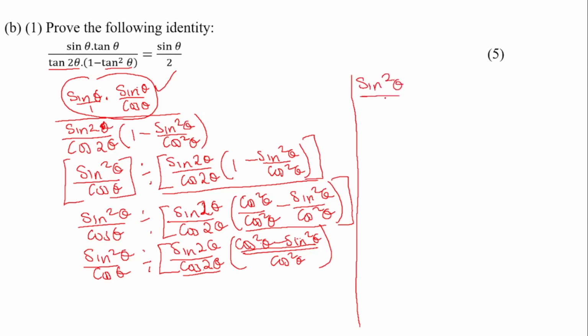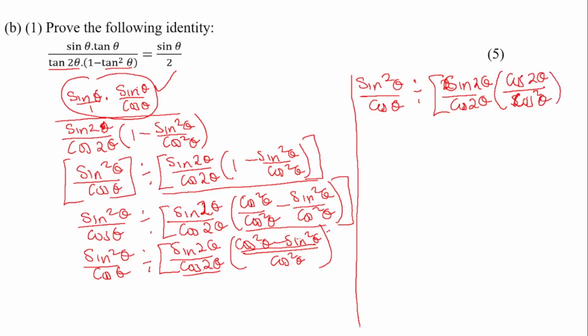Right, so it becomes sine squared theta over cos theta divided by, then sine 2 theta over cos 2 theta, times cos 2 theta over cos squared theta, right, like that. And then now cos 2 theta divided by cos 2 theta is 1, so we remain with sine squared theta over cos theta divided by sine 2 theta. Sine 2 theta is what?